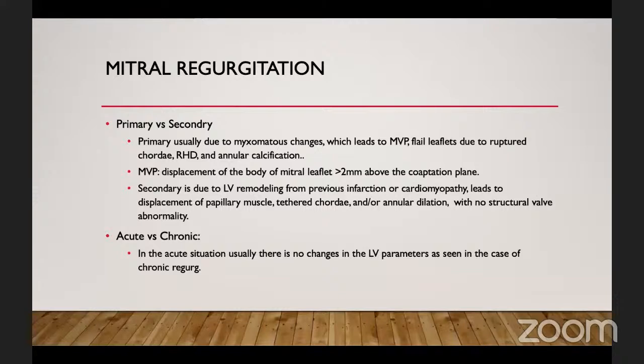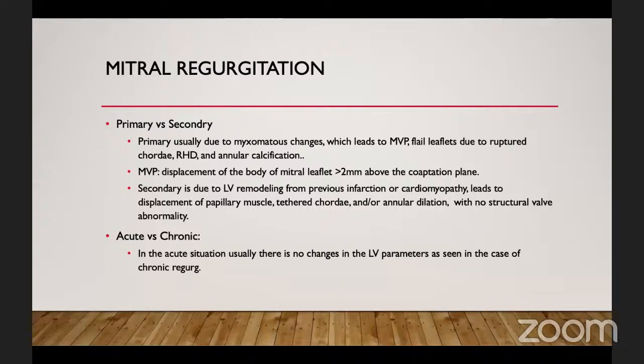The secondary causes are usually due to LV remodeling, either due to ischemia or cardiomyopathy, which leads to displacement of the papillary muscle and pulling down on the mitral leaflet, what's called a tethering of the chordae, leading to malcoaptation of the leaflets of the mitral valve. Or sometimes severe LV dilatation will lead to annular dilatation as well, pulling the 2 leaflets apart from each other.